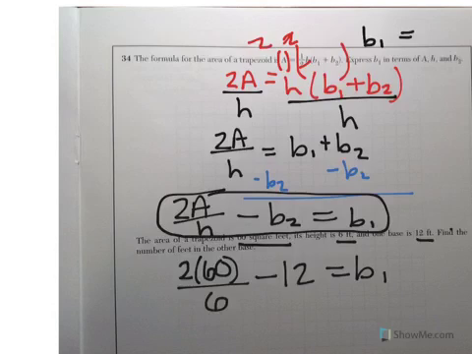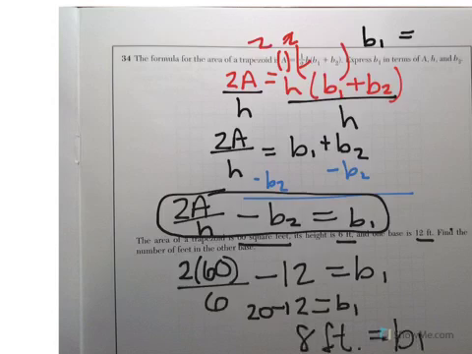And if I type this in, 60 times 2 is 120, divided by 6 gives us 20. So that's 20 minus 12 gives us our b1. That means 8, and we're talking about feet, is what our base 1 will equal.